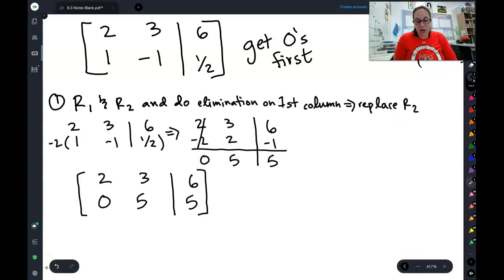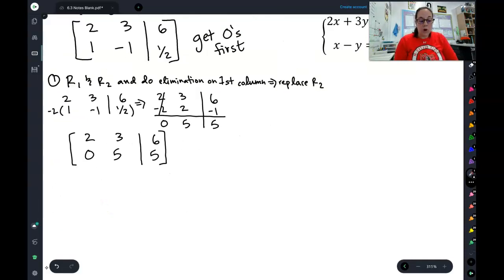Let's see what you got. So I multiplied the first row by -2 to get the first column to do elimination, and then I replaced the second row with that answer. So I now have my 0 in the right place. So right now, this is in upper triangular form. So I have 2 more steps to get it into row echelon form.